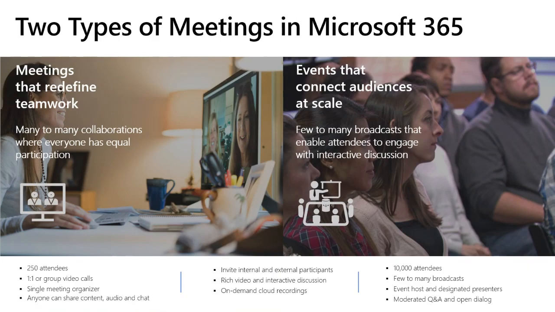And there's really two different types, right? So one are the standard collaboration meetings on the left that we use most frequently. These have a limit of 250 attendees in Office 365. So you can't go over 250 people in a standard Teams meeting.